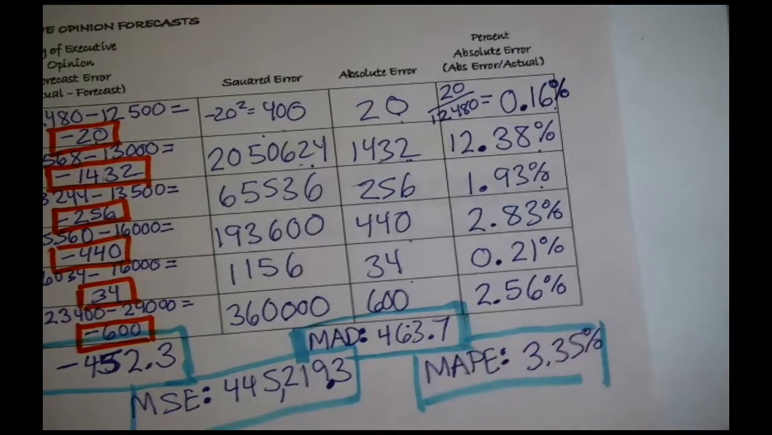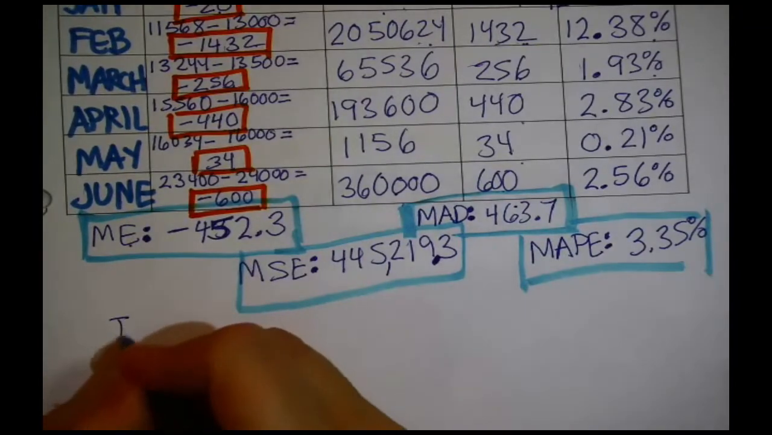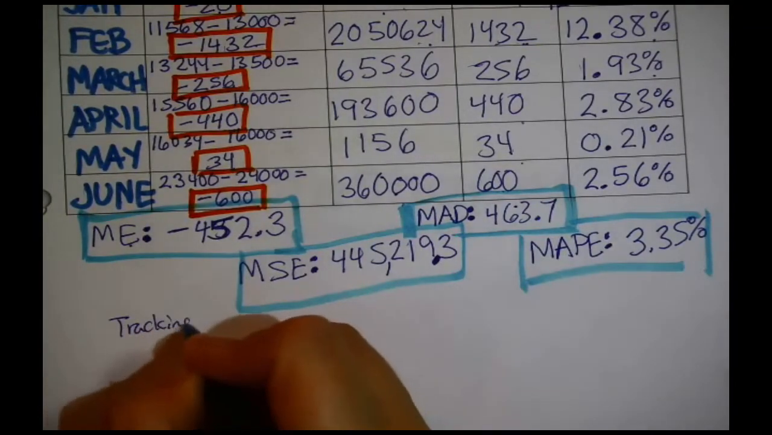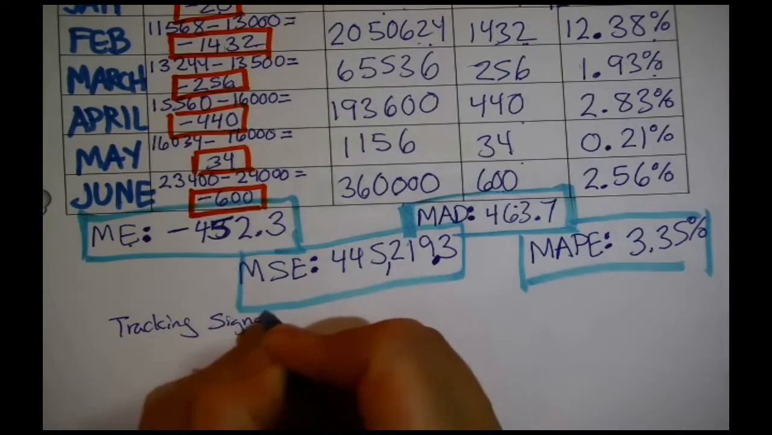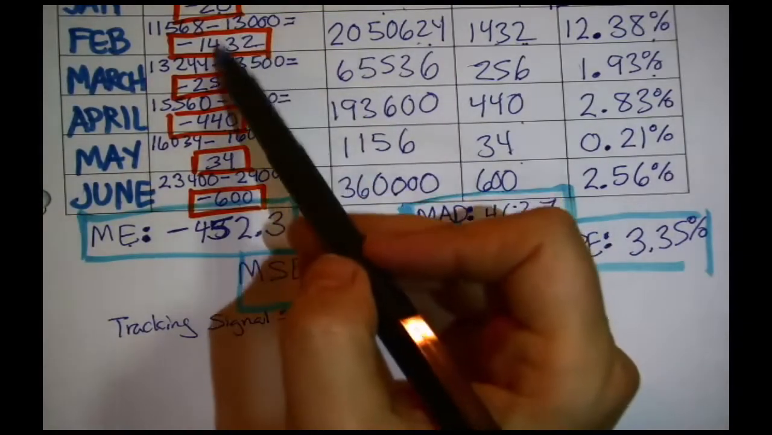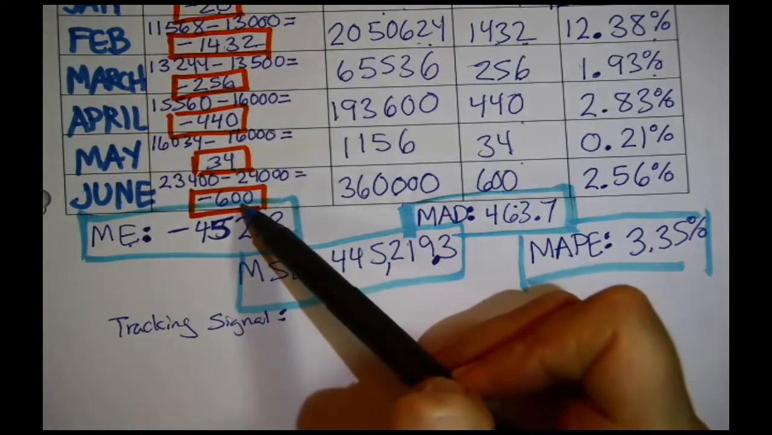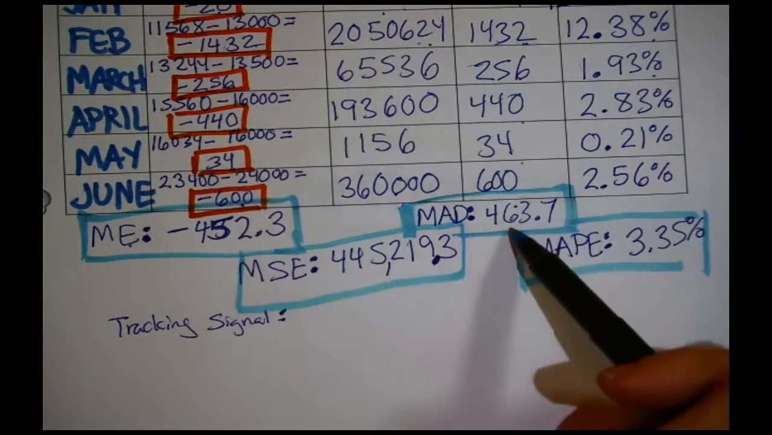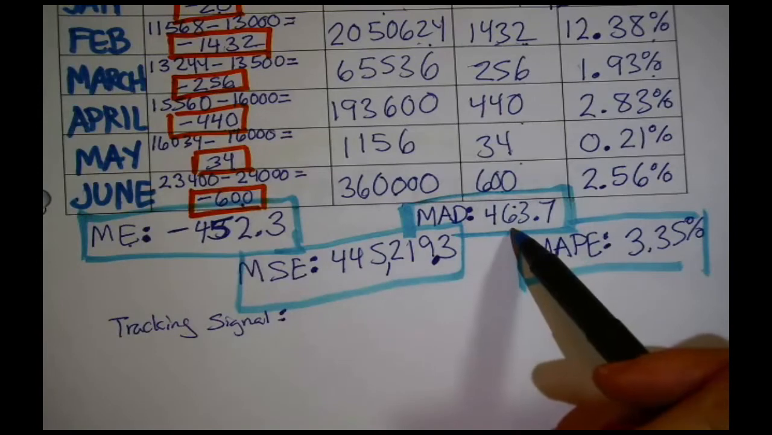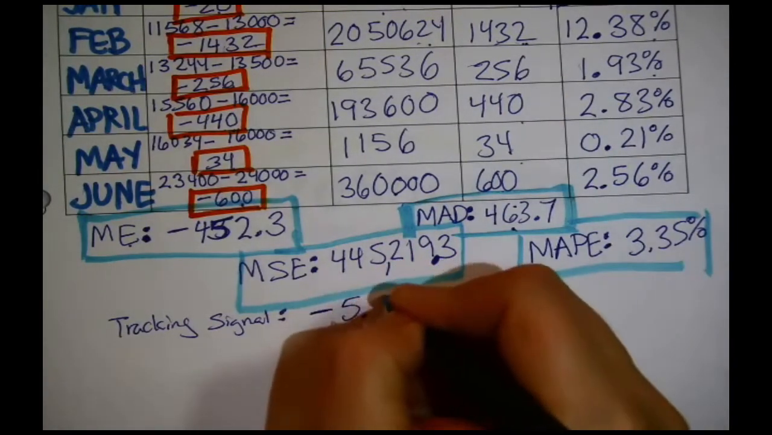Okay. And then there's always the tracking signal too. We can throw the tracking signal in here. For the tracking signal, we would add up the original errors that I highlighted with the orange box, and then divide by the MAD, 463.7. I get a negative 5.9.